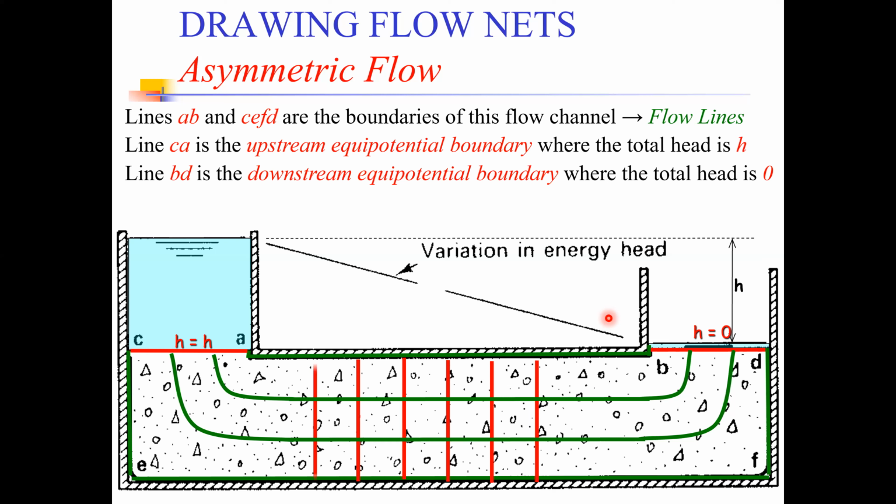So in the central part, drawing equipotential lines is very simple. We can easily maintain a 90-degree angle, but as we move close to the edges, the equipotential lines have to become curved to maintain a nearly 90-degree angle with the flow lines.